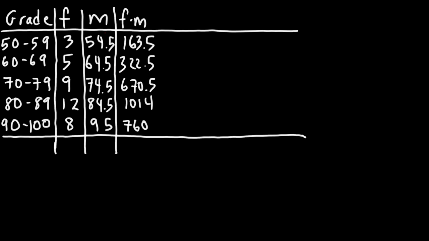Now we don't need the sum of this column, but we do need the sum of the frequency column and the frequency times the midpoint values. So let's begin by adding up these numbers. So we have 3 plus 5 plus 9 plus 12 plus 8, and so that's going to give us 37. Let me just put a line right here. Now let's take the sum of these values as well.